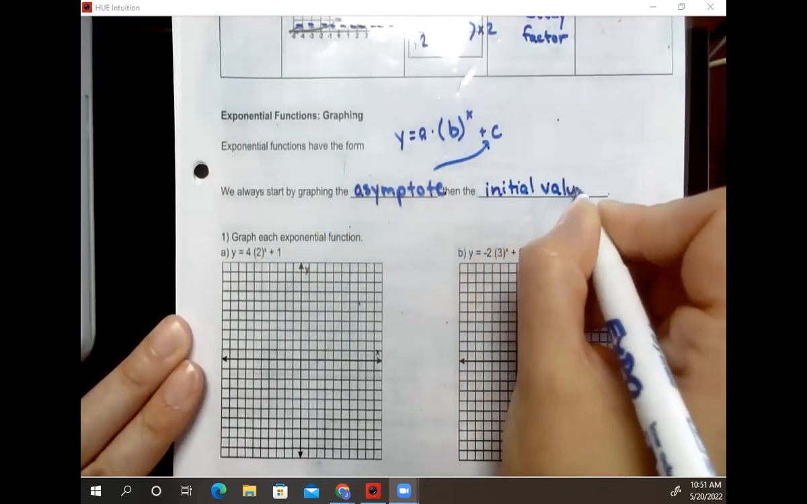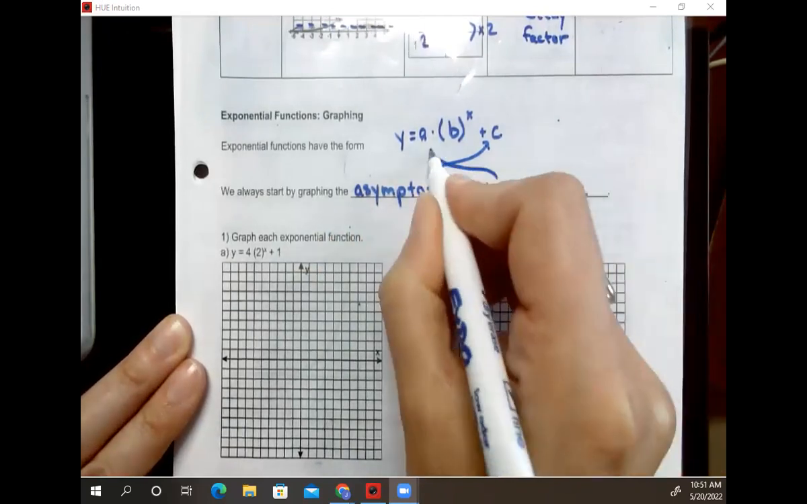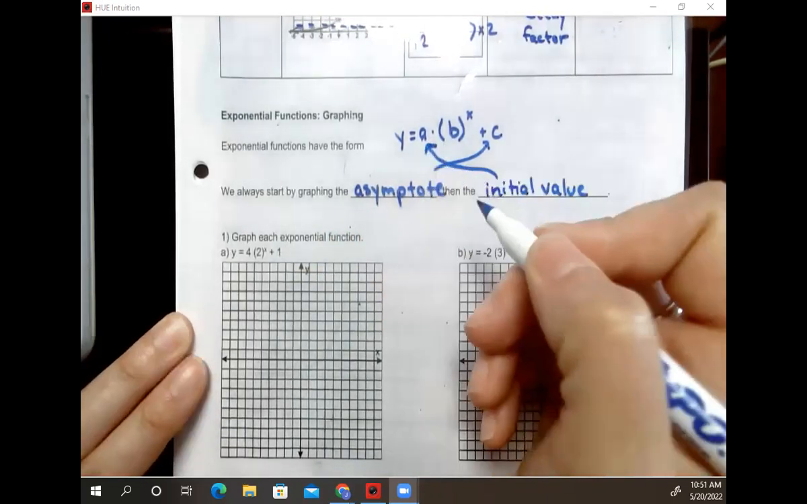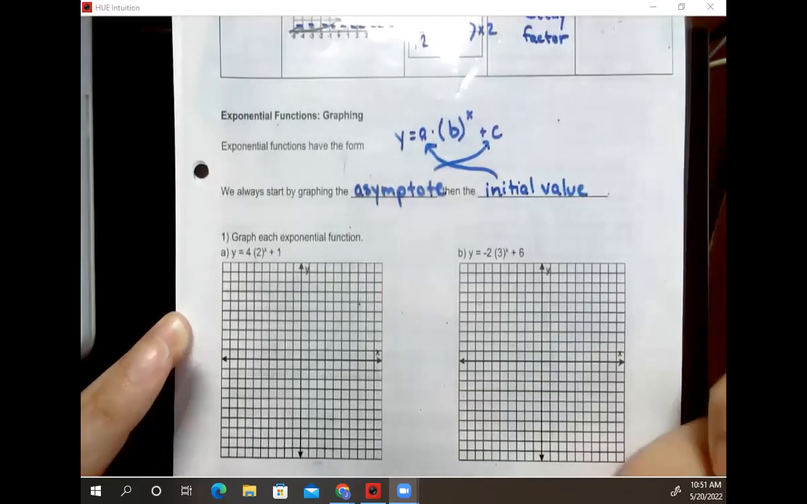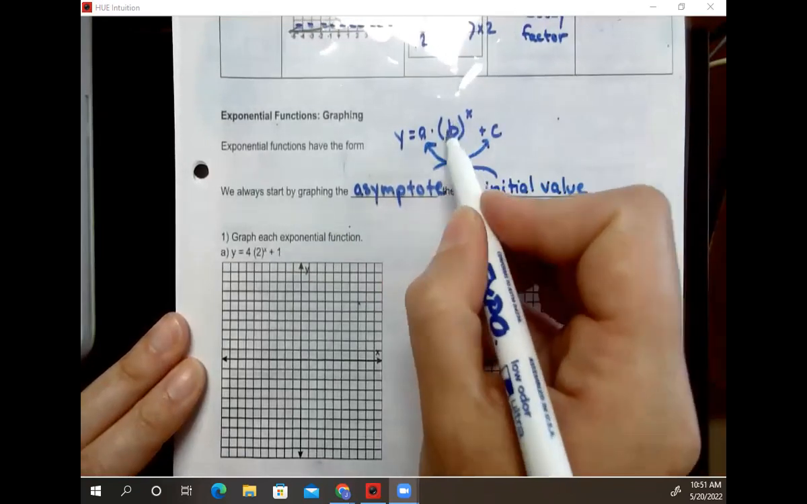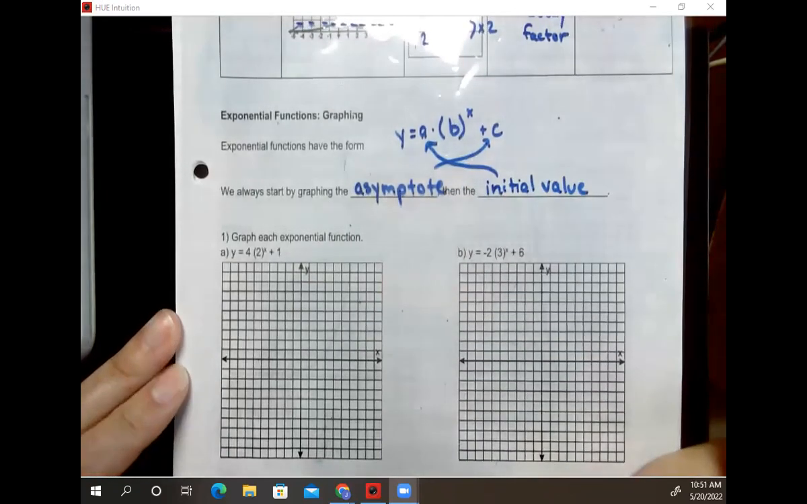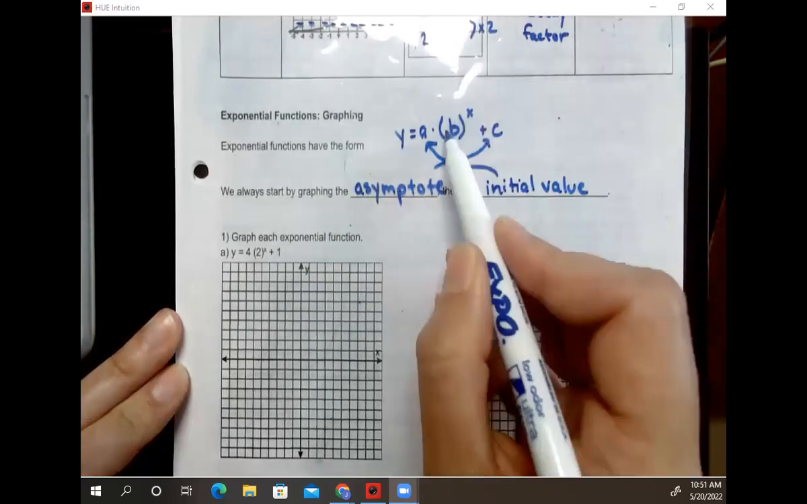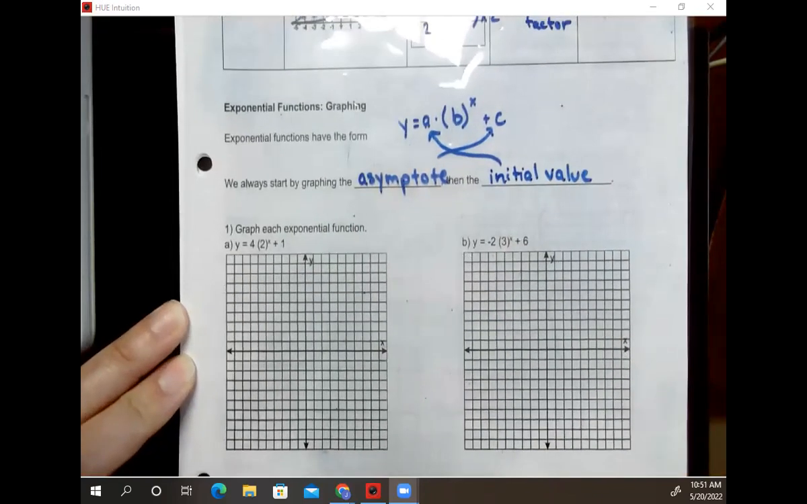Tells me where to start. So on the y-axis, I go up 4 or 4 below the asymptote. That tells me where I am in relation to the asymptote on the y-axis. And then the base for my exponent tells me how that distance from the asymptote changes. So I double the distance, or I cut the distance in thirds. It tells me how I'm changing that distance from the asymptote.